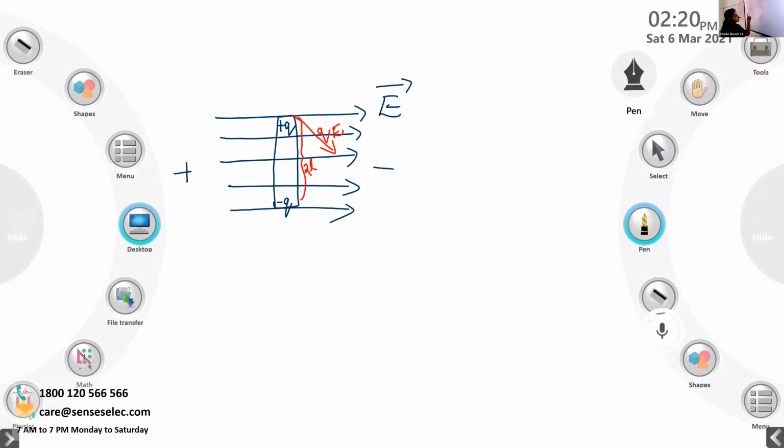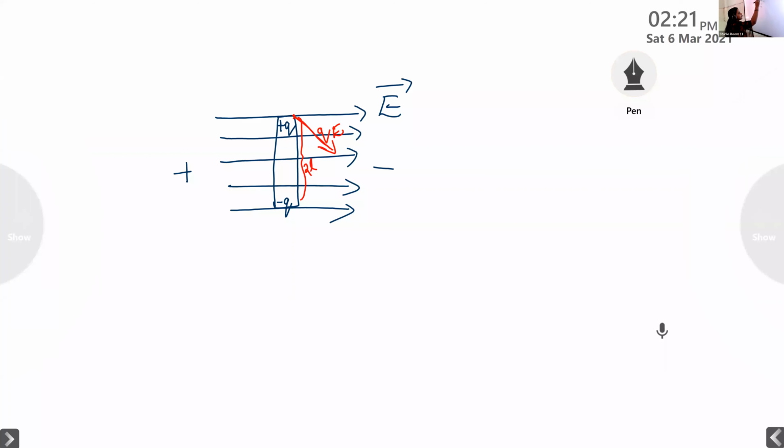So we are considering a uniform electric field, and we are placing an electric dipole in it. The electric dipole contains two equal and opposite charges, plus Q and minus Q, separated by a distance of 2L. Due to the presence of this negative charge, the plus Q charge in this dipole experiences a force of attraction. It is given by QE.